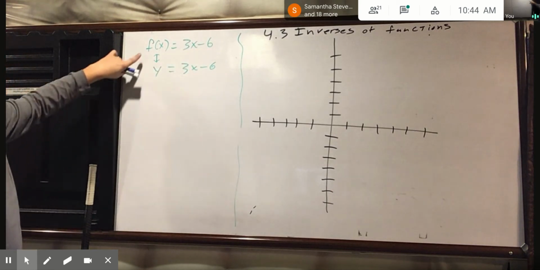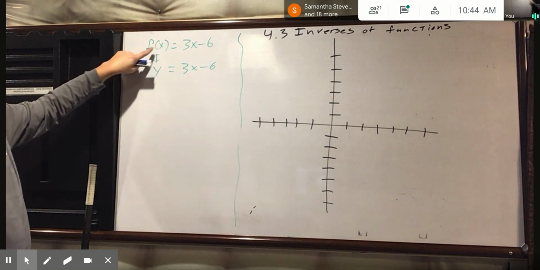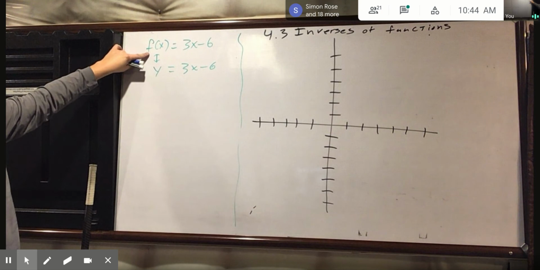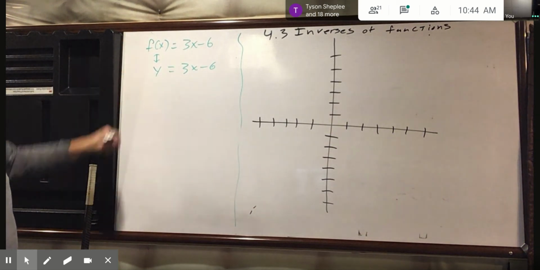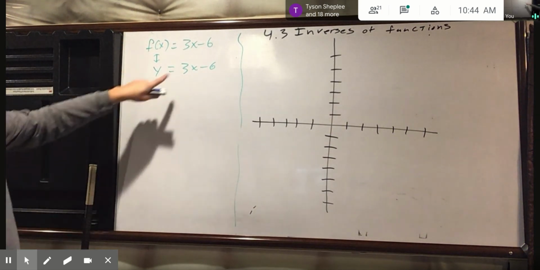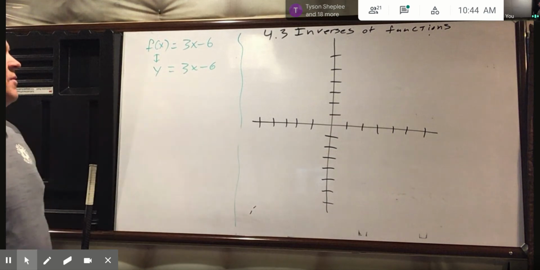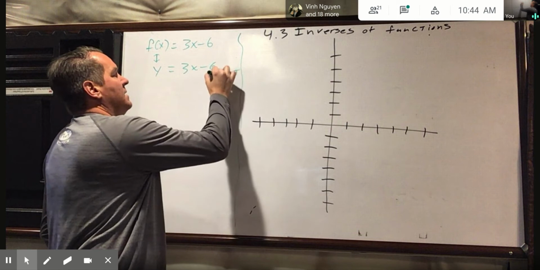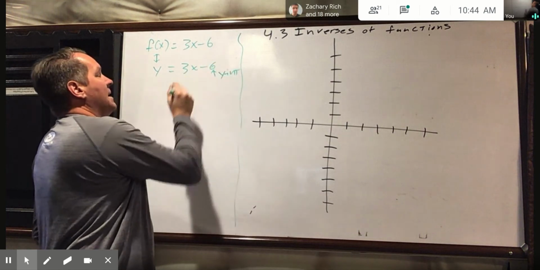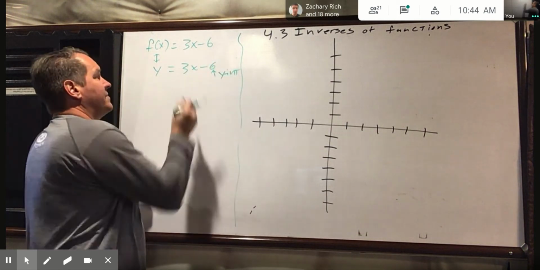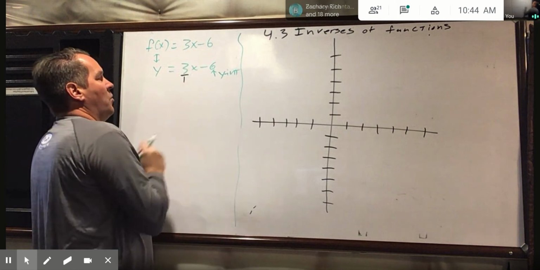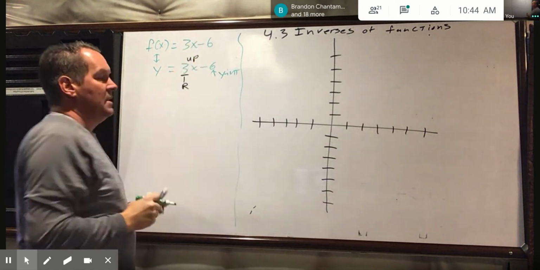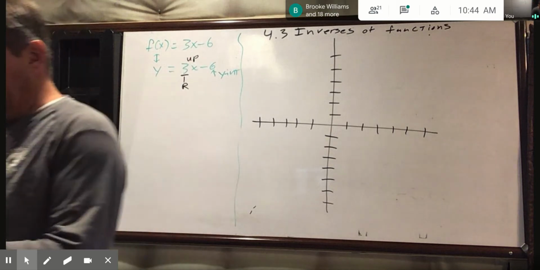All right? And remember that this does not mean f times x. It's just saying, hey, this is the function f. F is its name. We could have a function g, and g is its name. So right now, what I'd like you to do is graph this line in slope-intercept form. Once again, this is my y-intercept. We've done this numerous times. My slope is positive 3 over 1, so that means we're going to go right 1 and up 3. So graph that on your line if you haven't done so already.